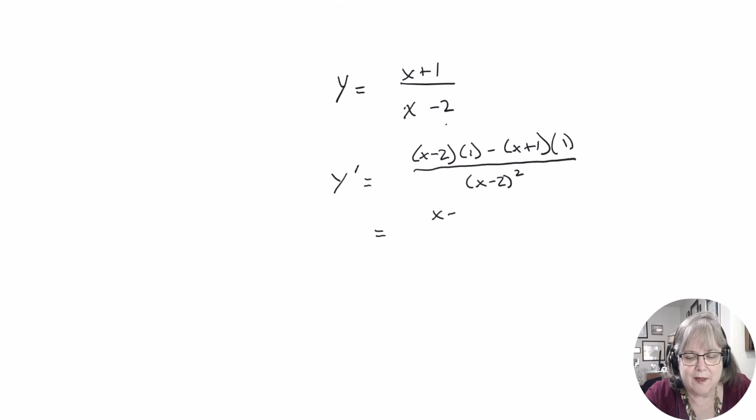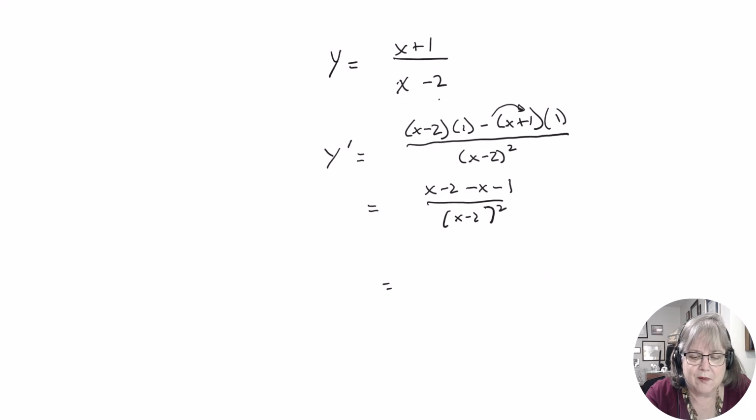Then we simplify the top. So this would be x minus 2 minus x minus 1. I see students forgetting to distribute that minus over there. Over x minus 2 squared. So these zero out, and you have minus 3 over x minus 2 squared. Not too bad. What do you think?